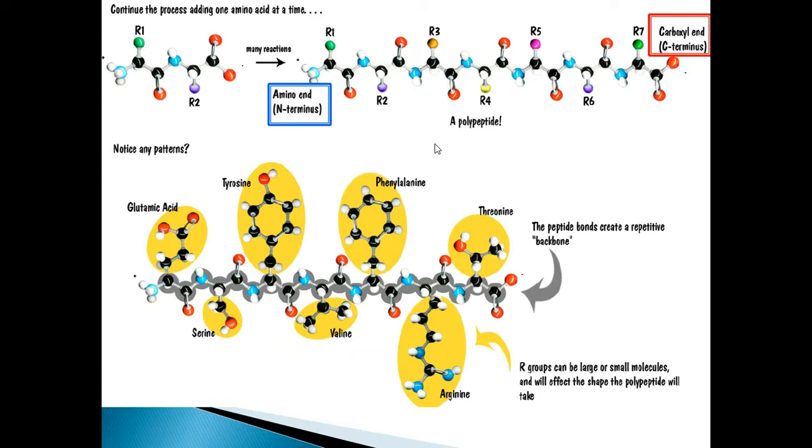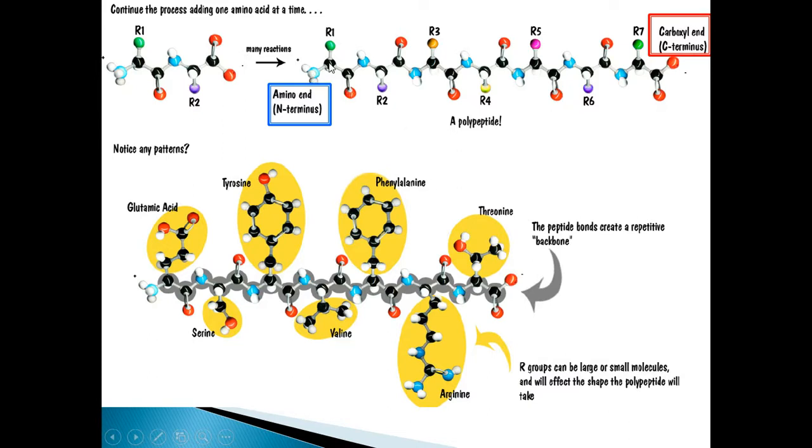Okay. So take a look at this top diagram. By adding amino acids to your growing chain, you now form a long polypeptide. And the polypeptide, the key thing you're going to notice is these R groups. You see how they alternate? Up, down, up, down, up, down. Those are the side chains.